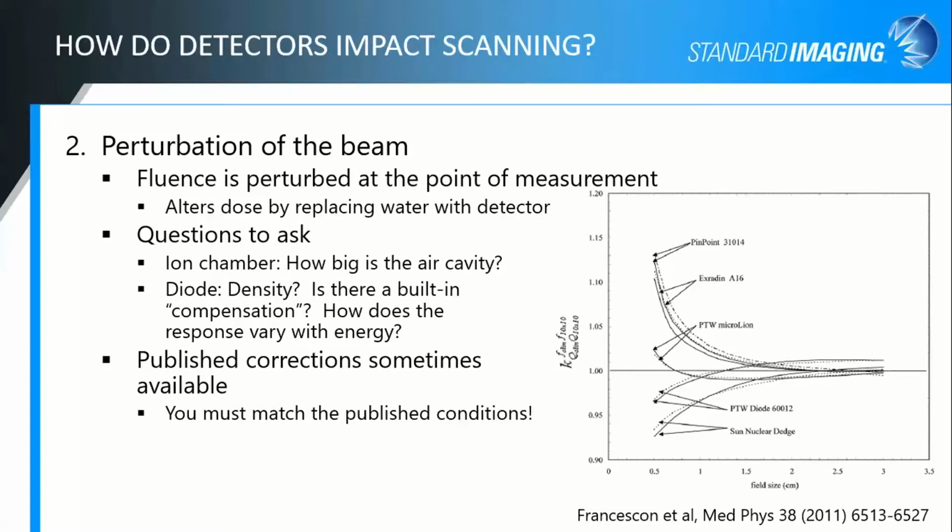There are published corrections sometimes available for various detectors. There's an example plot here from Paolo Francescon that shows the under response of the ion chambers and even a liquid chamber, requiring greater than unity corrections. Diodes, because of their over response, require less than unity corrections to account for that. The key with published corrections is to make sure that you're matching the conditions under which they were calculated or measured. They only truly apply when the conditions match.